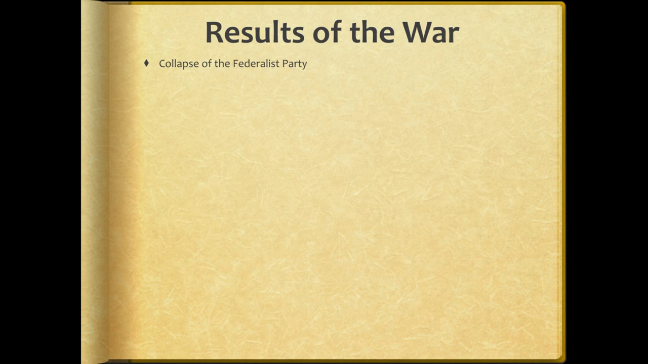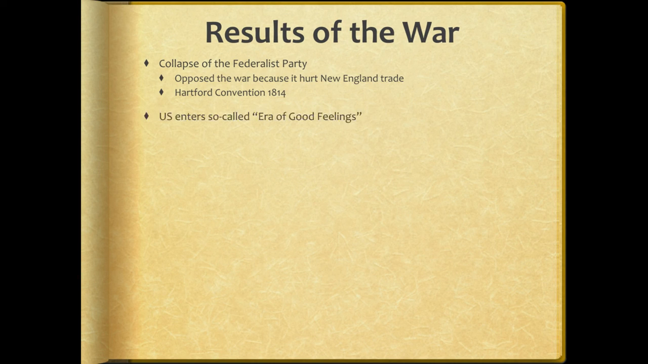So results of the War of 1812, the Federalist Party is going to completely collapse. The Federalist Party had opposed the war because it had hurt New England trade, and people were really upset that members of a major political party were not supporting the country. The Hartford Convention in 1814, and then, like the woman on the video said, it enters the United States into what is known as the era of good feelings. People are more united. There's a lack of decisiveness in politics. So people are respectful of one another.